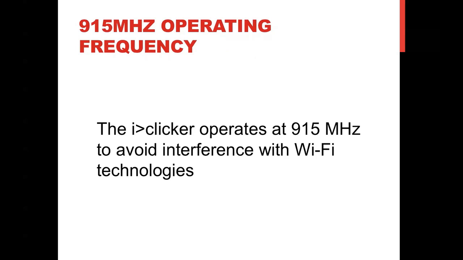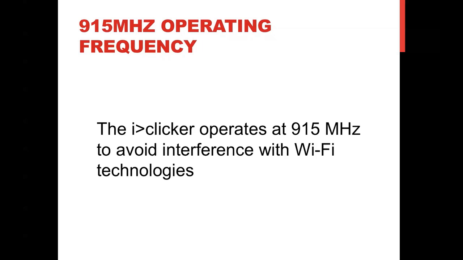So, starting with the first vector of attack. From a wireless standpoint, it's important to note the iClicker operates on the 915 MHz RF spectrum. iClicker says this is to avoid any interference with Wi-Fi technologies that are often installed in schools that operate on the 2.4 GHz spectrum. However, many of you know that when you connect your iClicker to a base station, you have to first pair it to a channel the base station is running upon.